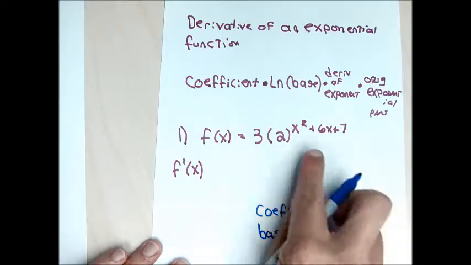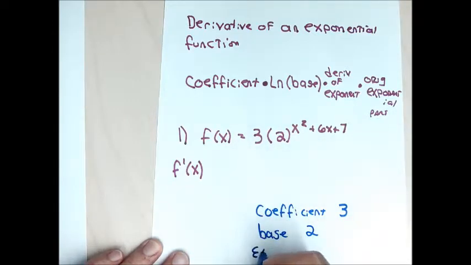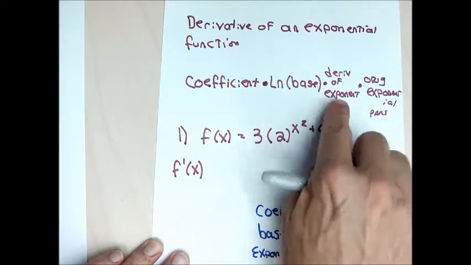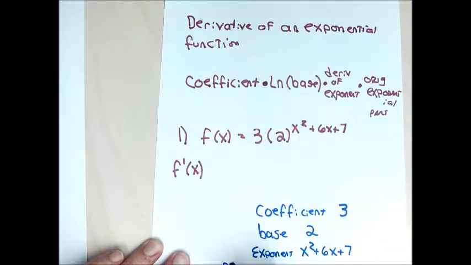And then the exponent is x squared plus 6x plus 7. But I need the derivative of the exponent, so let me write that down. So the derivative of the exponent, I'll just take this derivative. The derivative of x squared is 2x. The derivative of 6x is 6. The derivative of 7 is 0.